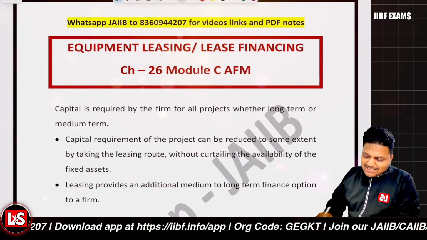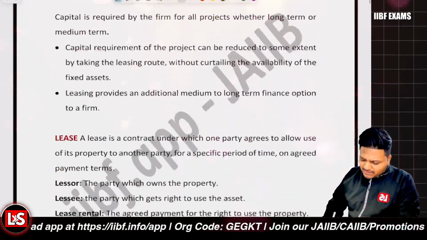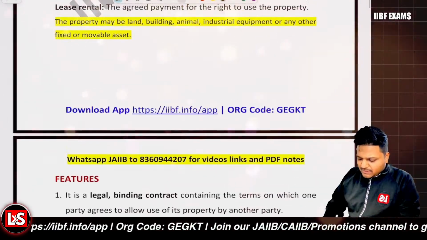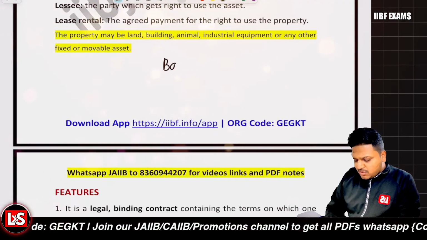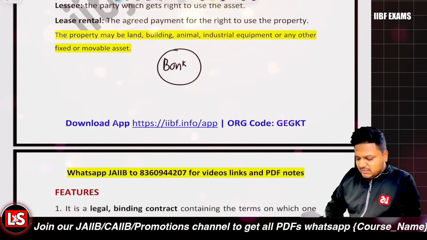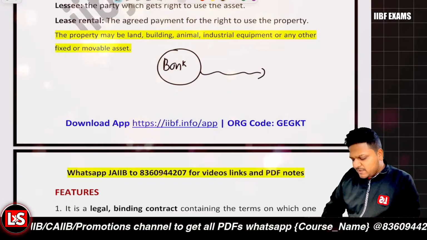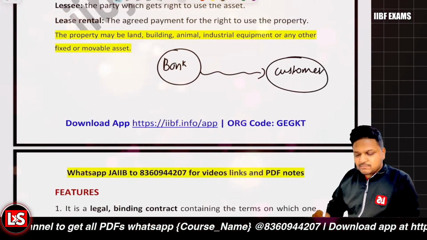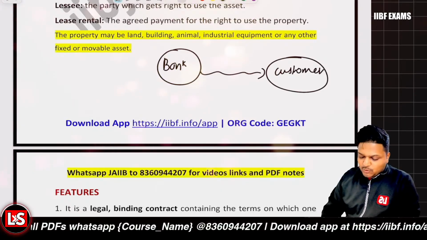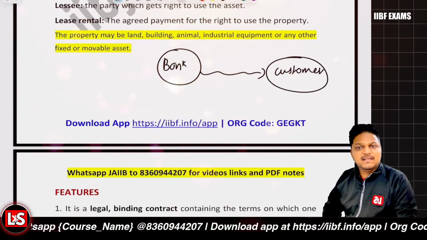So what do you mean by lease? Let's take the simple case when a bank leases out a locker. Bank gives a locker space for rent to the customer. It is also a kind of lease. Space is basically lent out.